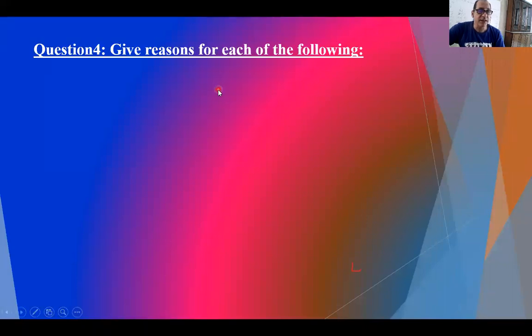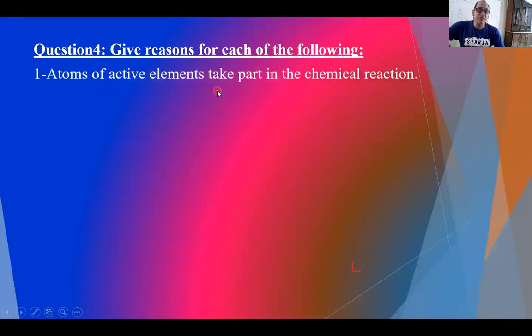Give the reason for each of the following. Atoms are active elements, they take part in chemical reactions. The active element, why does it take part in the chemical reaction? It needs to be stable, to complete the energy levels with electrons. So if it is a completed energy level, it's supposed to be inactive. If it is incomplete, it's supposed to be active.